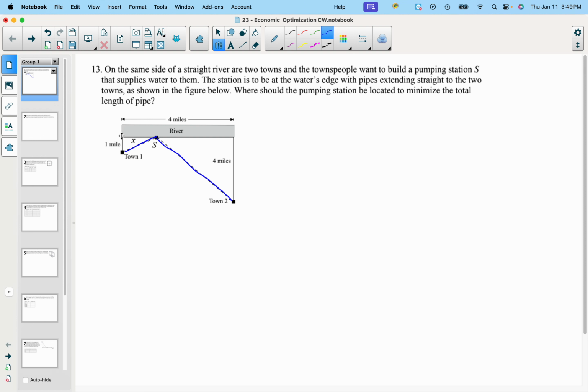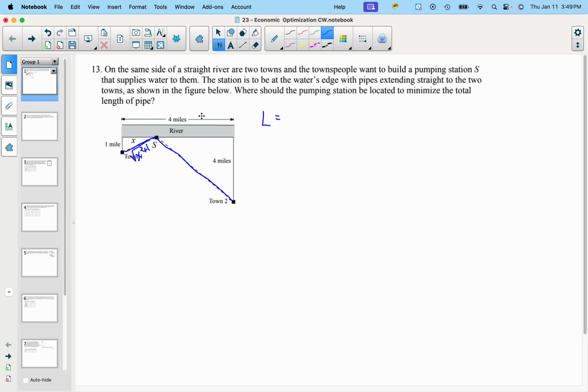So town 1 is 1 mile from the river, town 2 is 4 miles from the river. If we call this length right here x, and this distance you can see is 4, then we can come up with an expression for the pipe that goes from town 1 to the station. First of all, I'm going to use L for length. So the length of this one here, using the Pythagorean theorem, is going to be the square root of x squared plus 1.